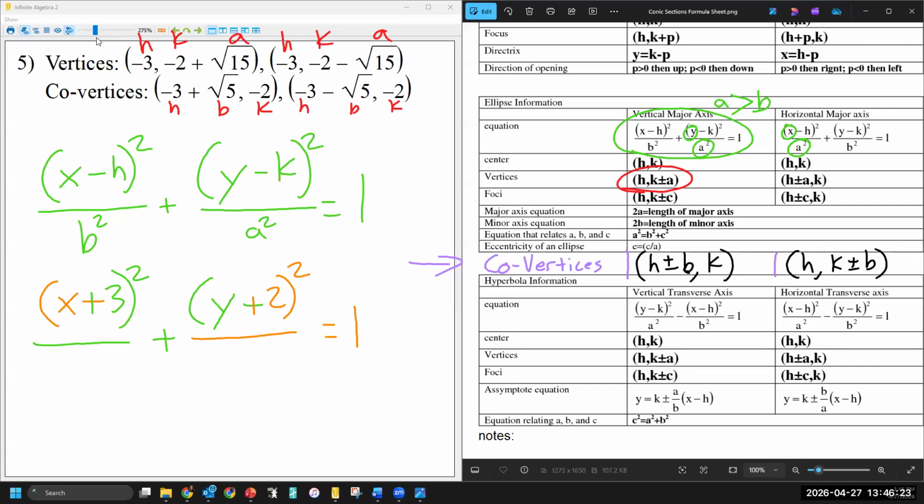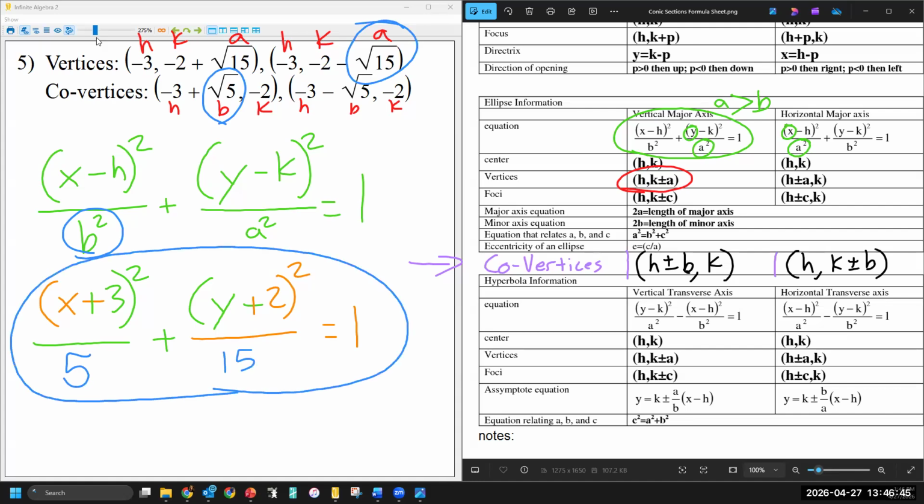And then in the bottom, I'm going to put b squared and a squared. Well, what's b squared? Well, b is square root of 5. So if I square that, I get 5. And underneath the y, I need a squared. Well, a is square root of 15. So right here, I'm going to put 15. And that is my answer.